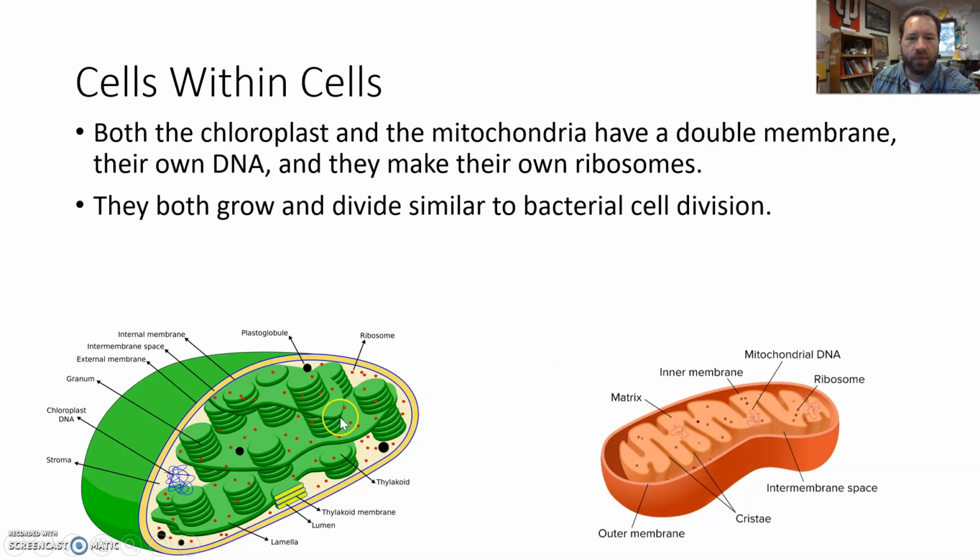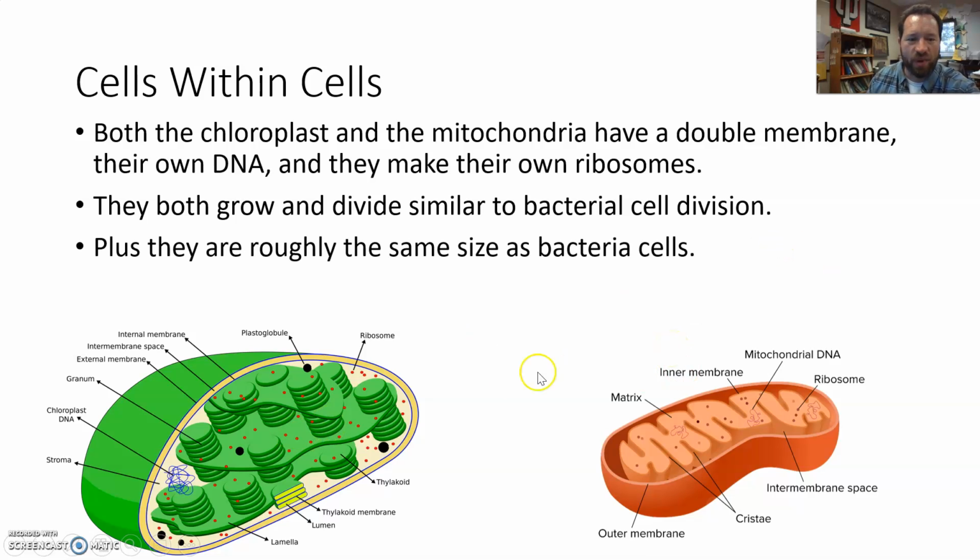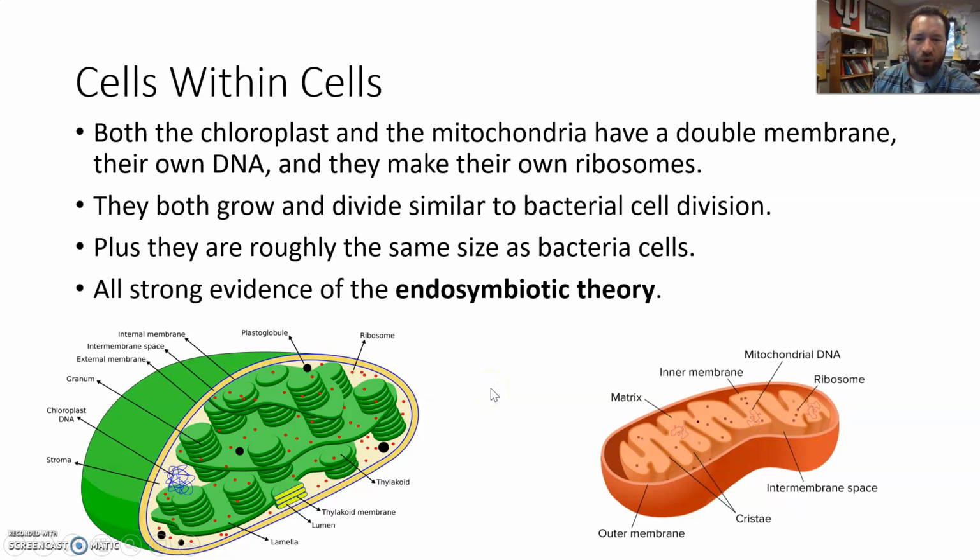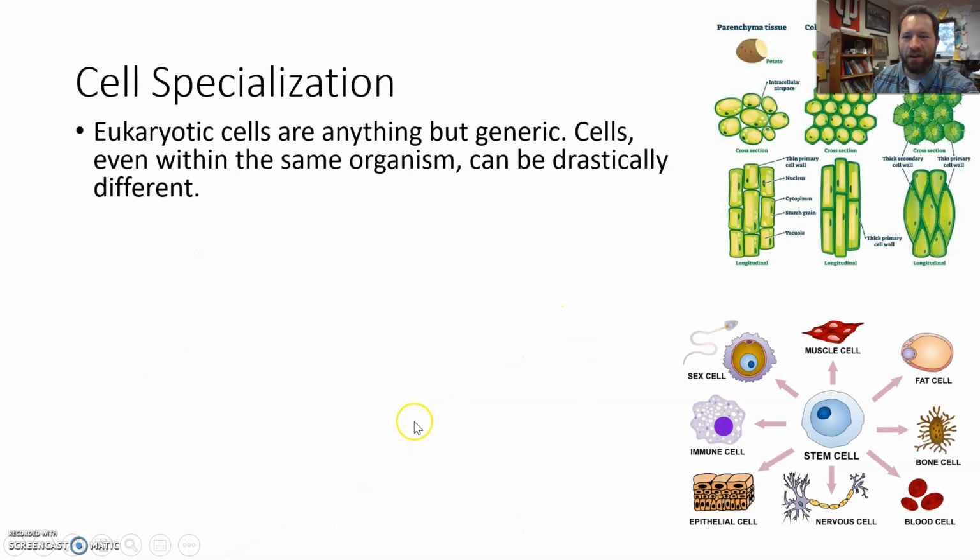They both grow and divide very similar to bacterial cell division. They're also the same size as bacteria, roughly. So all of this is indications of the endosymbiotic theory. The mitochondria and the chloroplast at one time were probably their own cells. A larger cell kind of engulfed them and started working together, and that's kind of how we got the organelles that we have today, the endosymbiotic theory. And we talked about that in our last chapter.